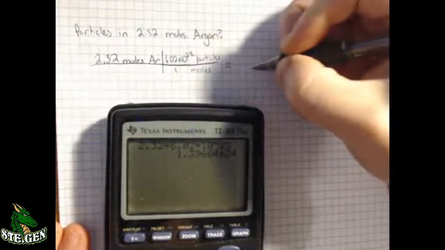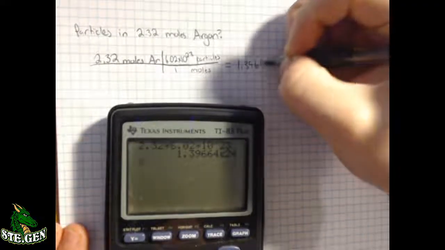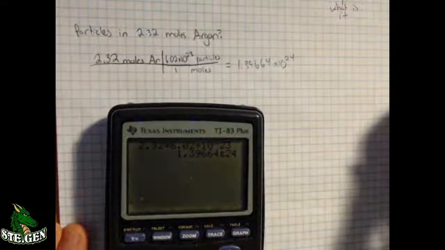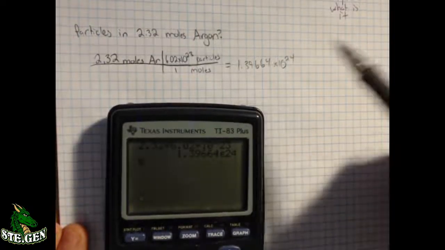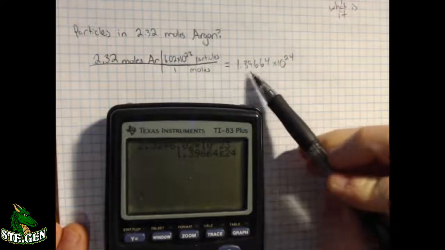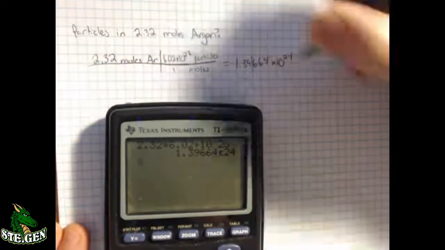So our long answer would be 1.39664 times 10 to the 24th. But we want to do sig figs for this. 2.32 has 1, 2, 3 sig figs. So we're going to go 1, 2, 3. We're going to round there.